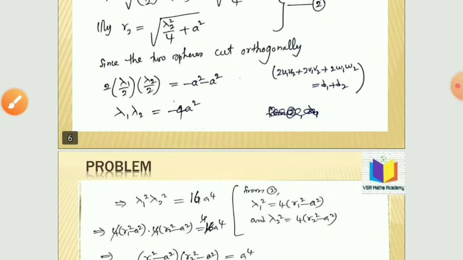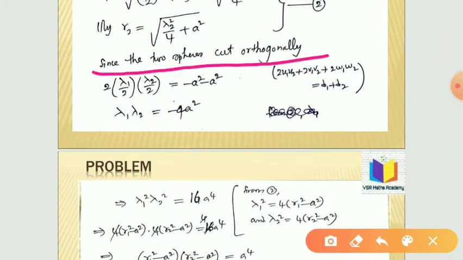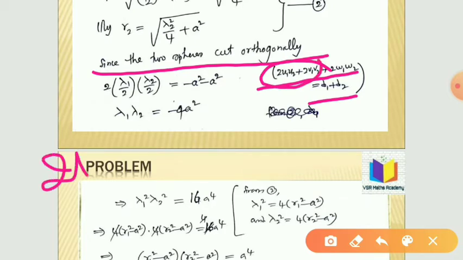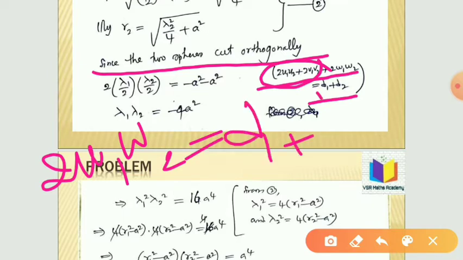Since the two spheres cut orthogonally, this is the condition for orthogonality: 2u1u2 + 2v1v2 + 2w1w2 = d1 + d2. Therefore, since u1 = u2 = 0 and v1 = v2 = 0, this part will become 0, and you are only left with 2w1w2 = d1 + d2.